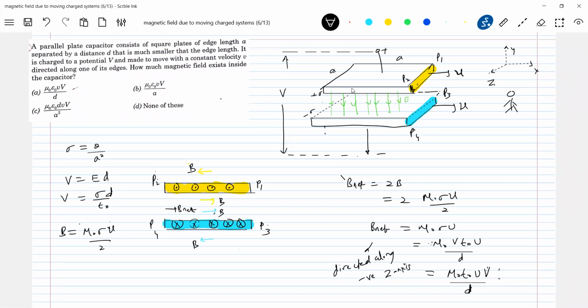What we are studying is the capacitor individually and magnetism individually. You can introduce both here. If the plates are brought to rest, of course, the magnetic field will vanish. As long as the plates are moving, the magnetic field will exist here.